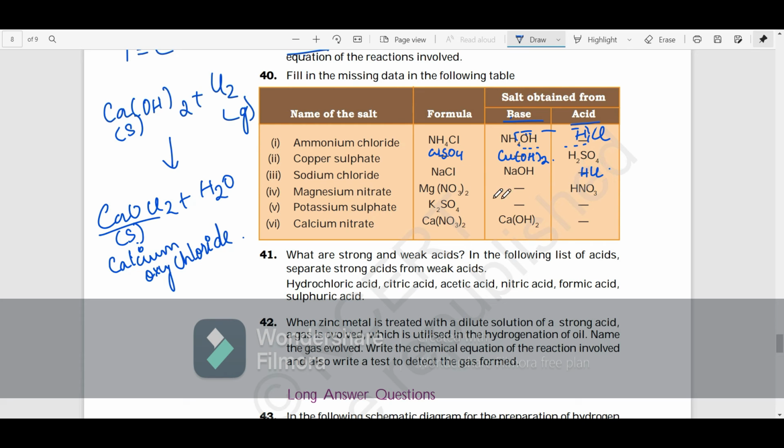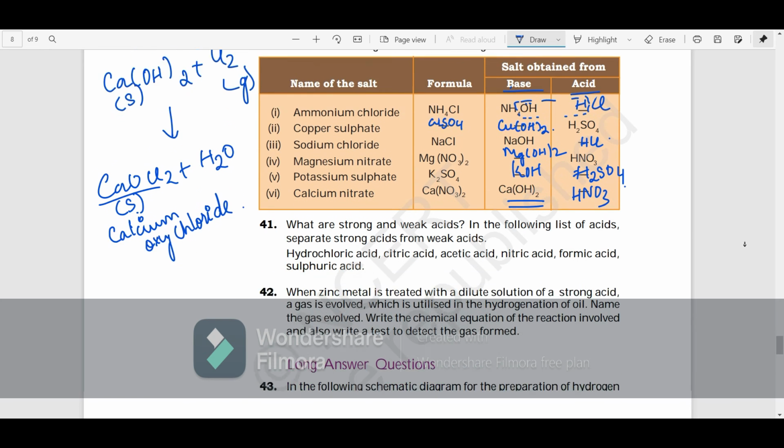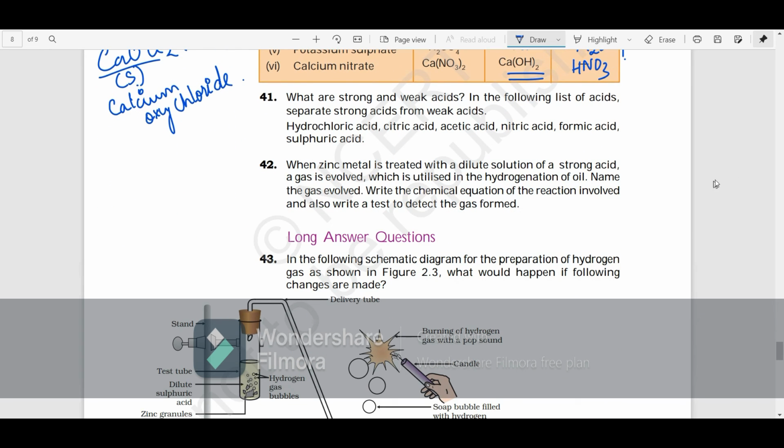Next, magnesium nitrate. You know that it's from HNO3, so the base should be magnesium hydroxide, right? Next, K2SO4. Here both of them are not mentioned, so the first part will be KOH and the next part will be H2SO4. Okay, and here you'll have calcium hydroxide, so put nitric acid, HNO3. That's it.